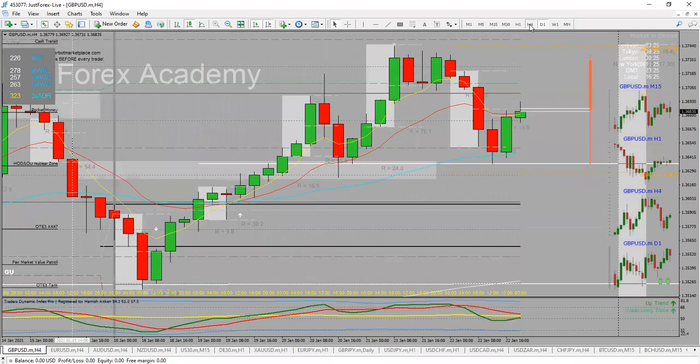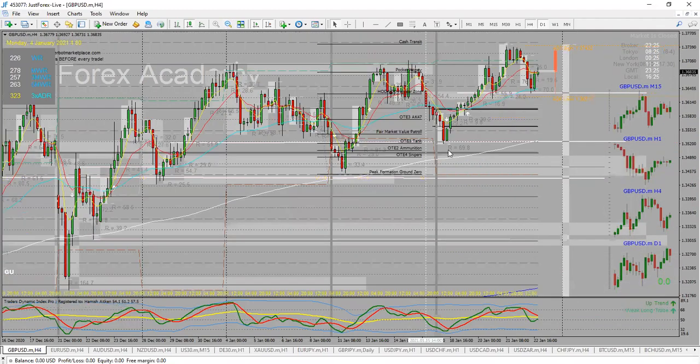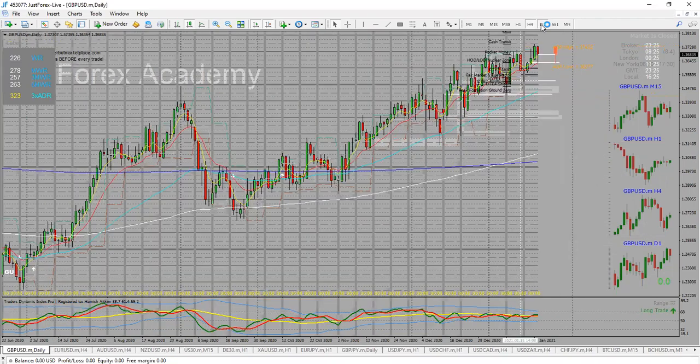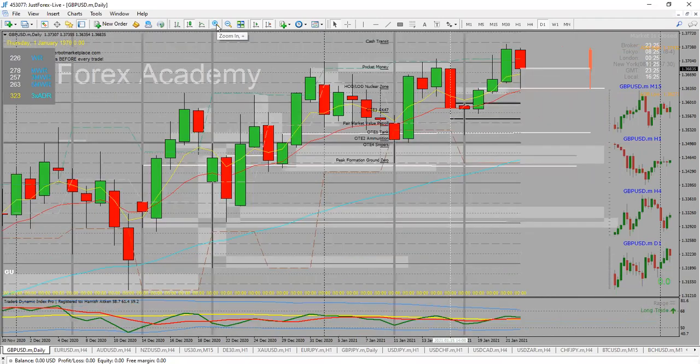I switch on my H4, and then from the previous week, remember now we're having the swing low. Let me identify the last swing low, guys, before I go to my H4, which is this one. Here is our flip zone.